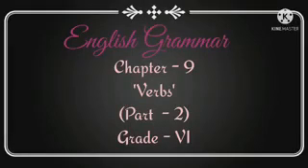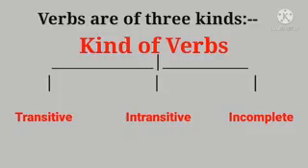Let's learn about the different kinds of verbs in this video. There are three kinds of verbs: transitive, intransitive, and incomplete verbs, also known as verbs of incomplete predication.